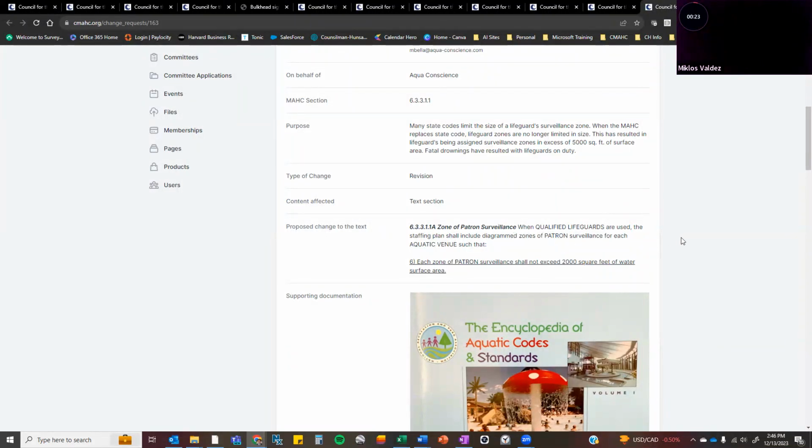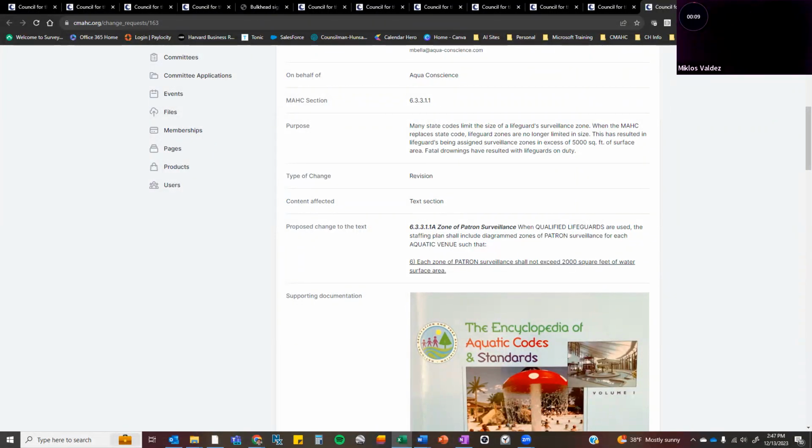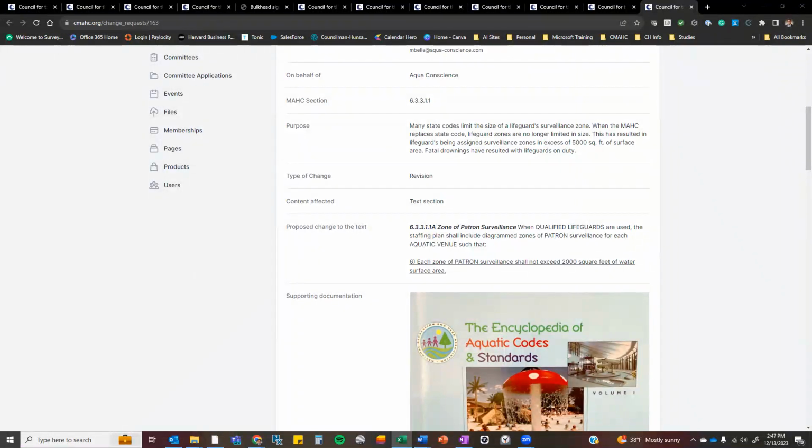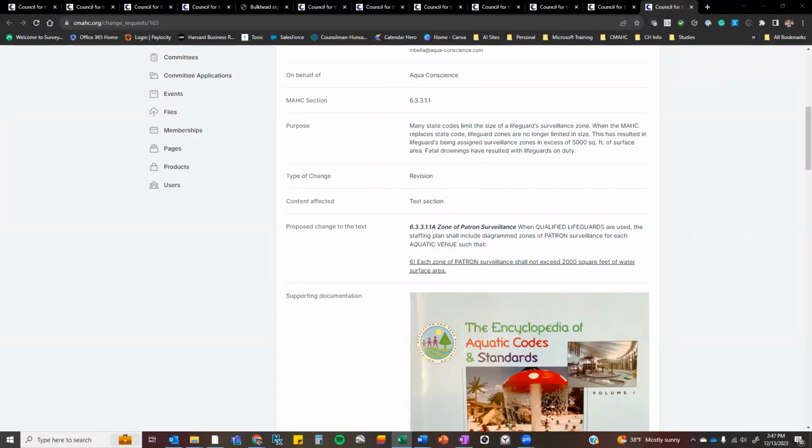63311 deals with the same square footage, but it adds this into the zone of patron surveillance list of criteria. Sounds like this one is not supported as well. It is correct. And it's not technically defensible by the TRC. They need improvement, and they do recommend that it be considered for some annex language, though. Okay. Kind of the same comments from the TRC as the previous one.